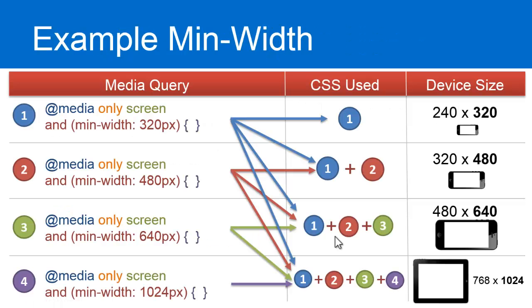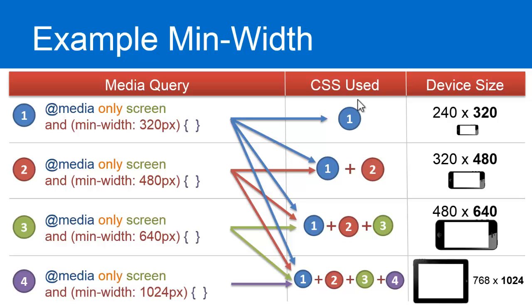Here's an example of how the min width component works. Basically, at the top of your style sheet, you would specify the lower min widths. And again, it's basically a flip of what the max width is. So for your smaller screens, you're only pulling in the styles for those min widths.